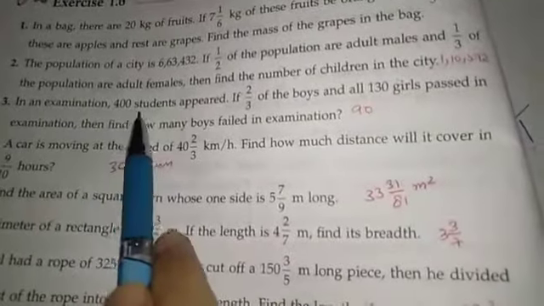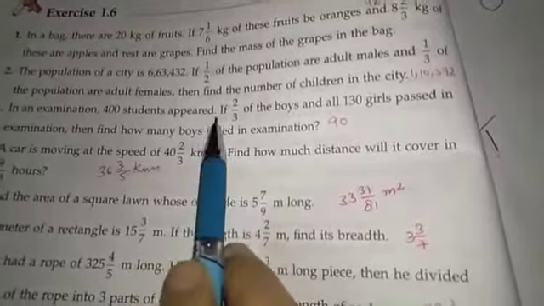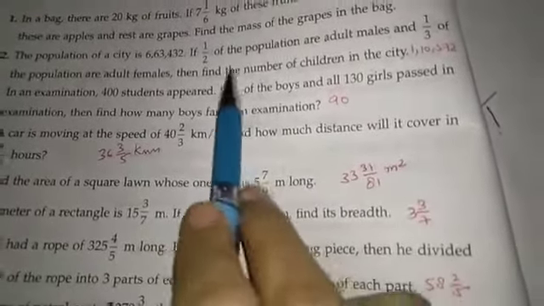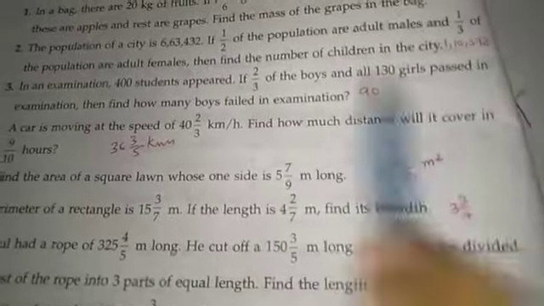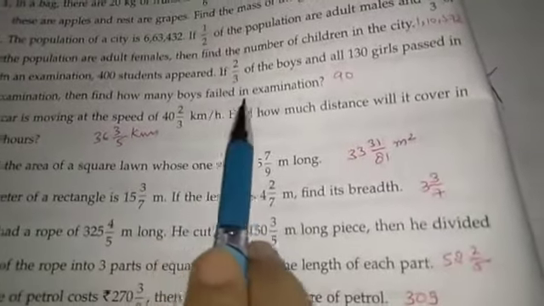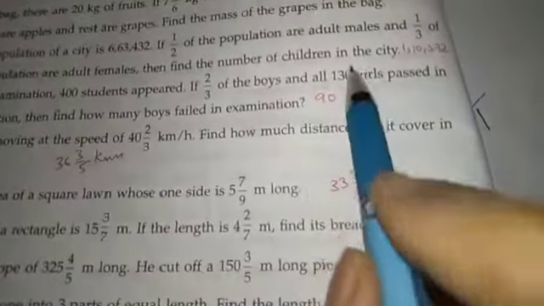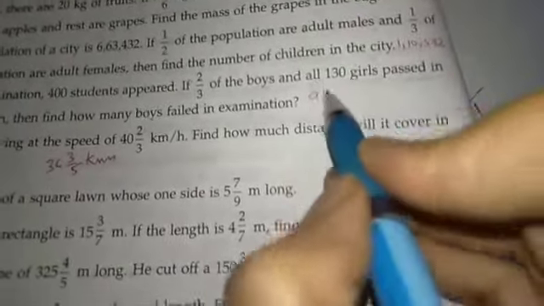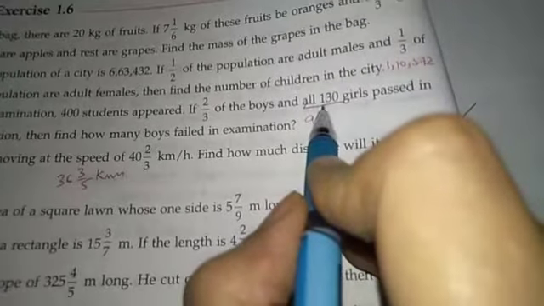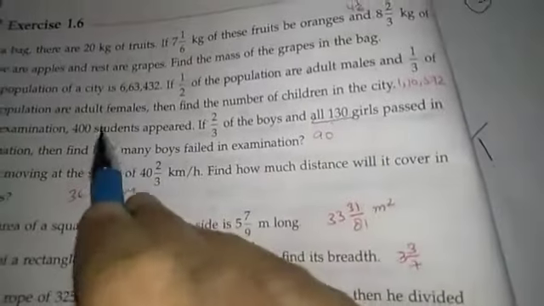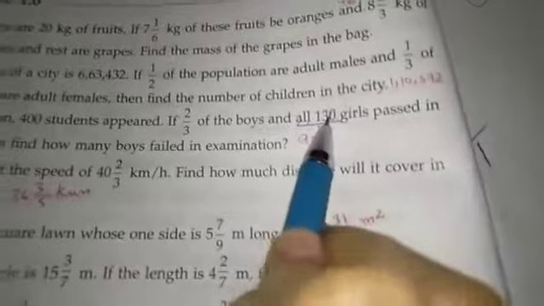In an examination 400 students appear. Okay. Total number of students were 400. 2/3 of the boys and all 130 girls are passed in the examination. Find how many boys failed in the examination. Here the thing to notice is all 130 girls are passed. Here it is already given all 130 girls. Means the total number of girls in the class is 130. 400 students are there, out of which 130 are girls.